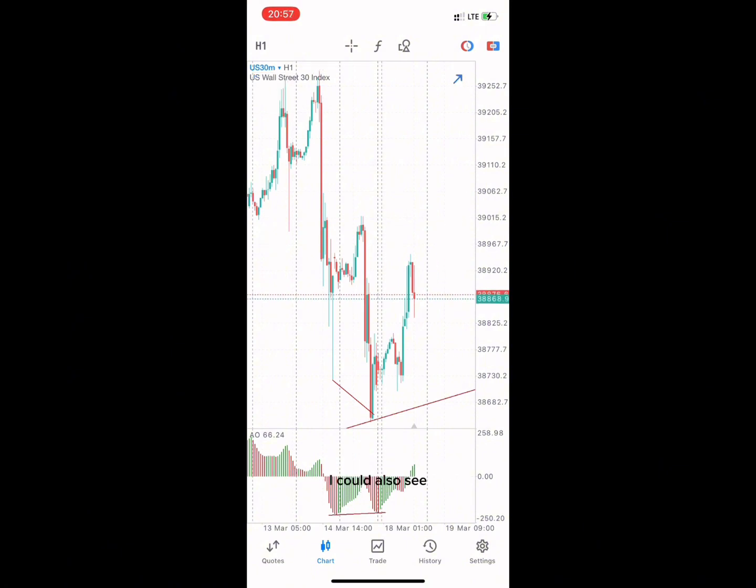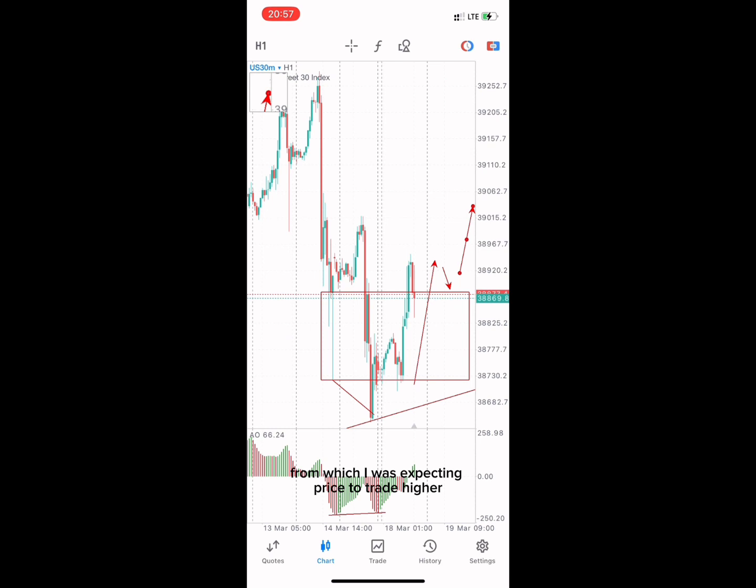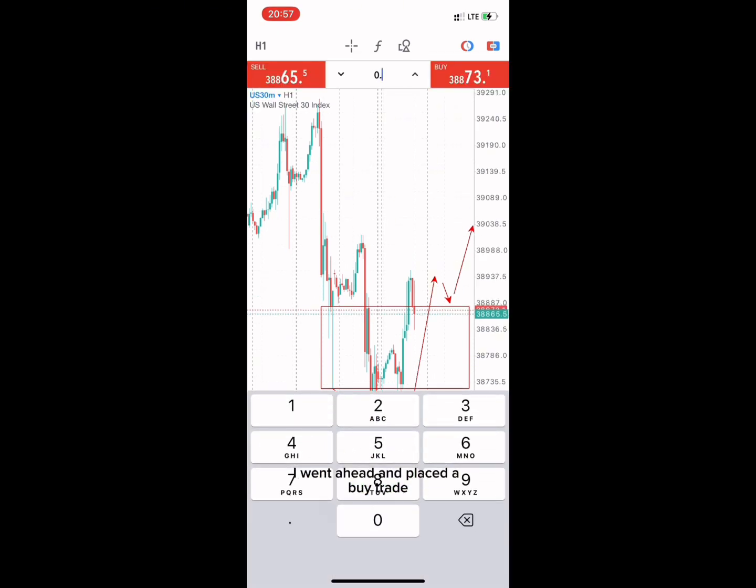I could also see the price had created a bullish impulse and also created a demand zone from which I was expecting price to trade higher. So I went ahead and placed a buy trade.